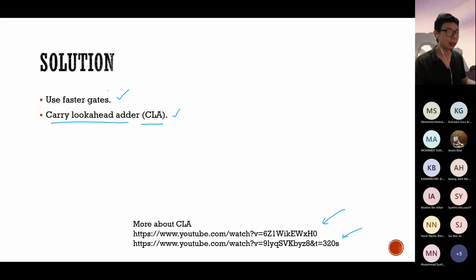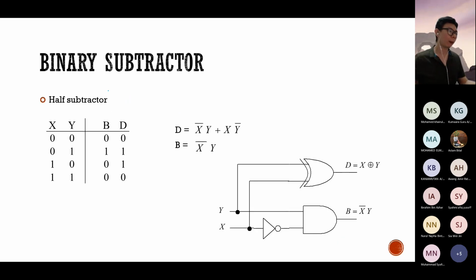So subtraction is the same. We can also have a circuit for a subtractor. Nothing different, except the operation is different, of course. The process is the same. How do you derive a circuit for a subtractor?